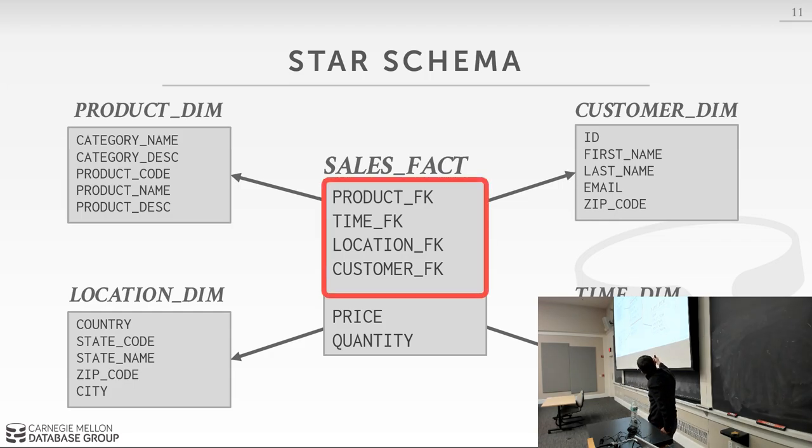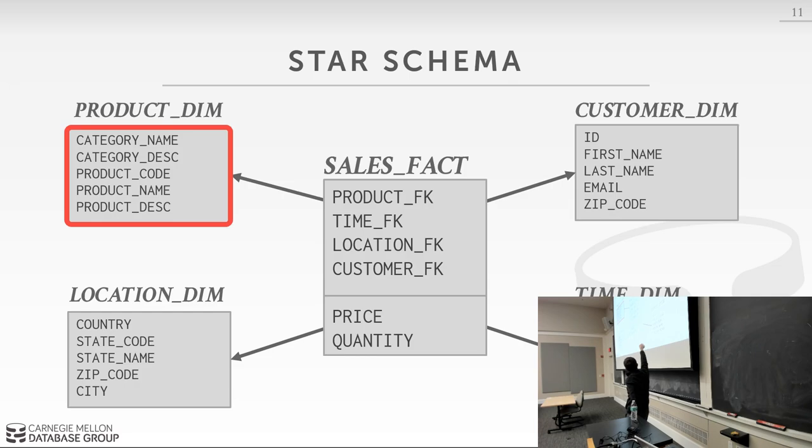The fact table, though, will have foreign key references to these dimension tables. So this is where you store information about the products that are being sold or the events that are occurring in your fact table. In this case, we have a foreign key reference to the product table. So again, this is every item that everyone's ever bought. And then in our product dimension table, we have information about the product name, the product description, and whatever category it belongs to.